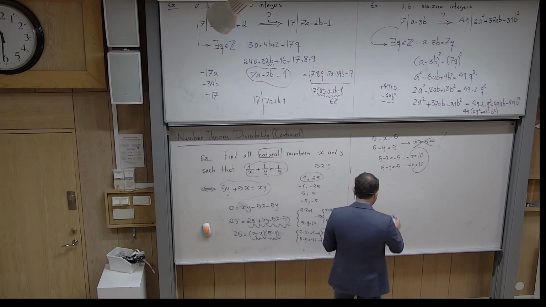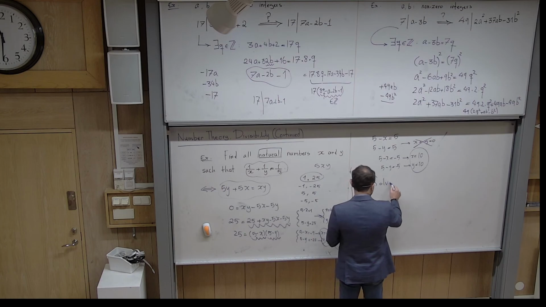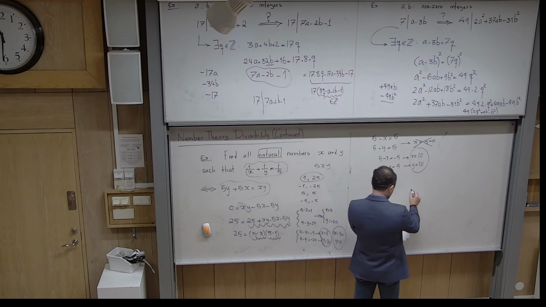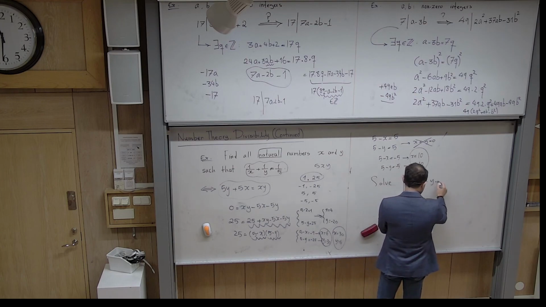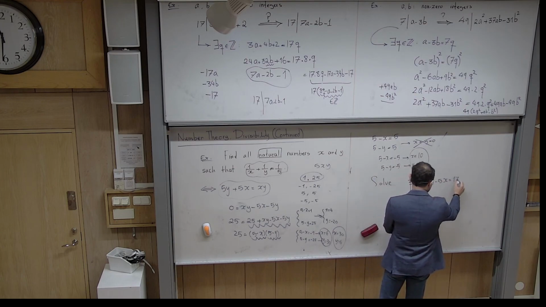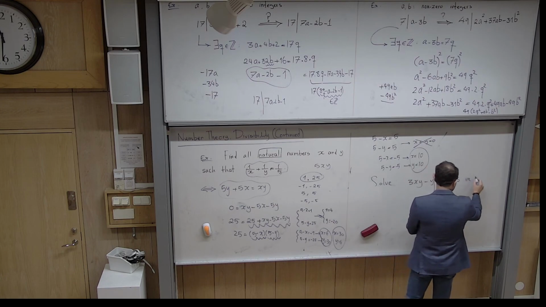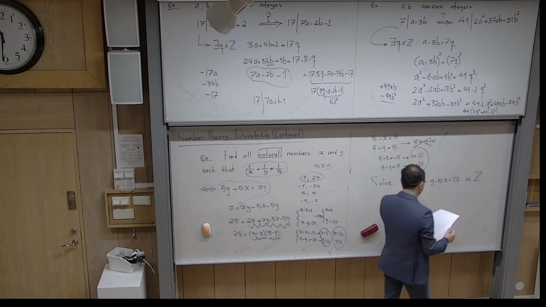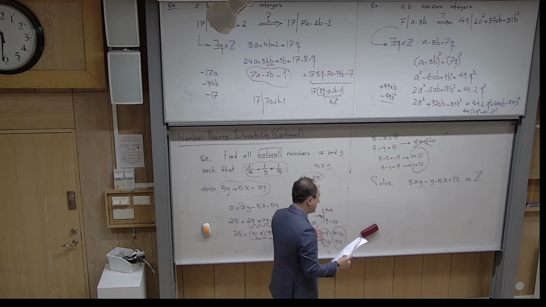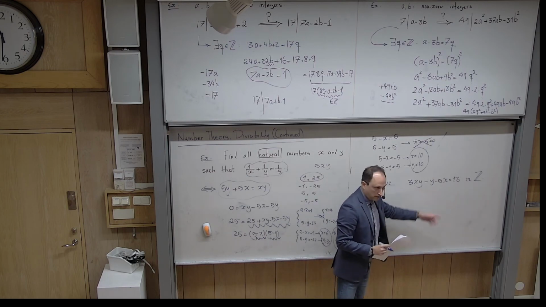So solve this equation: 3 times x times y minus 5x equals 13 in Z. What do I mean? I mean that find all integers x and y that satisfy this equation.